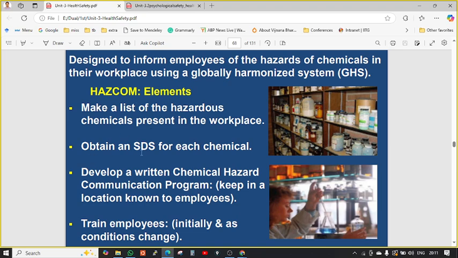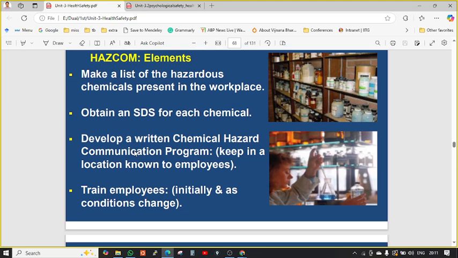Then obtain the SDS for each chemical. SDS means safety data sheet. SDS full form is safety data sheet. If the chemical is hazardous, then know every chemical along with its procurement, or when you are going to buy that chemical. On the bottle of chemicals in the laboratory, you have seen there are different instructions given.